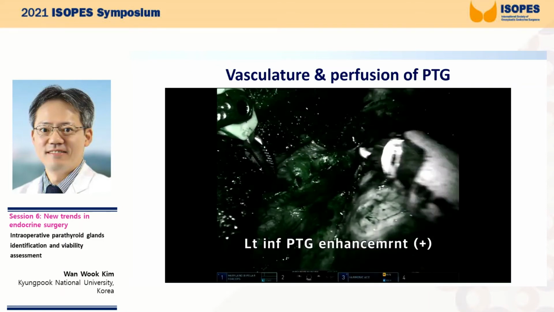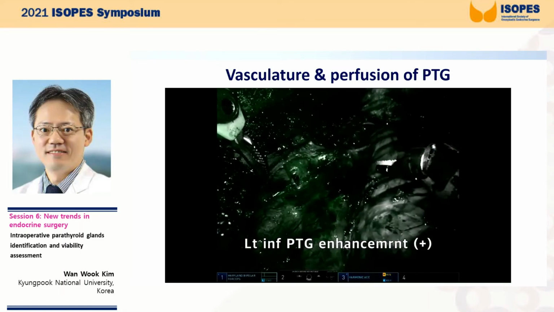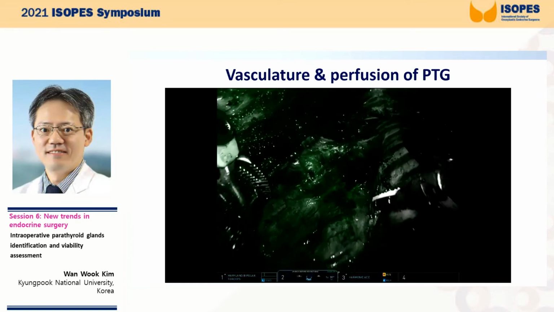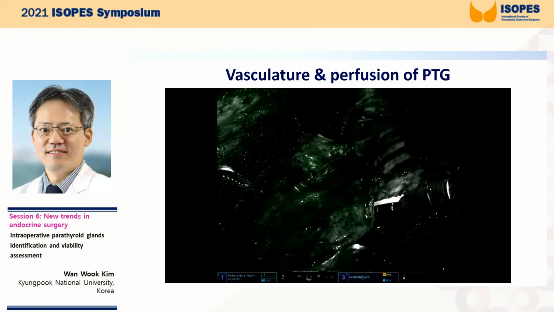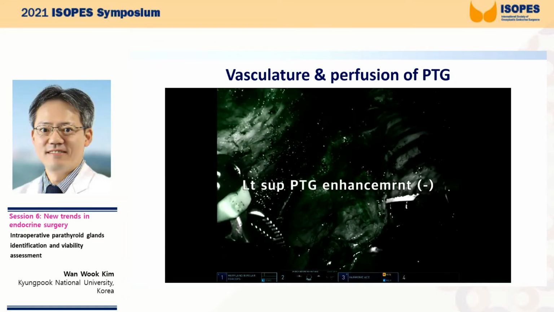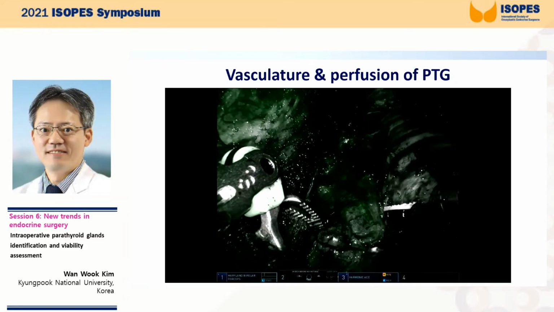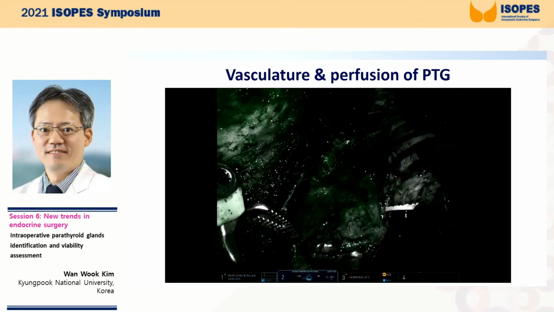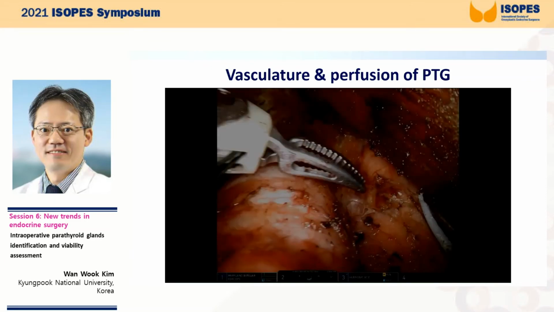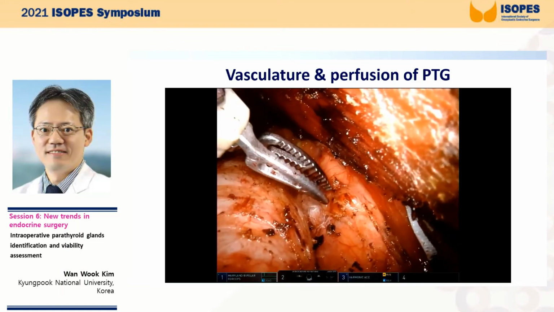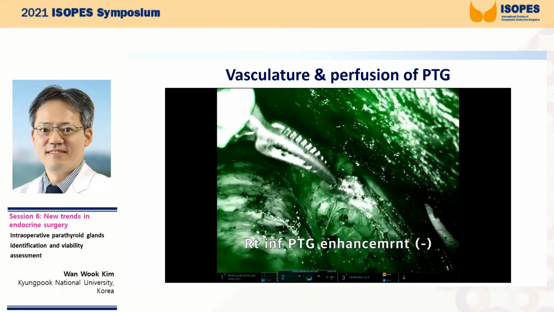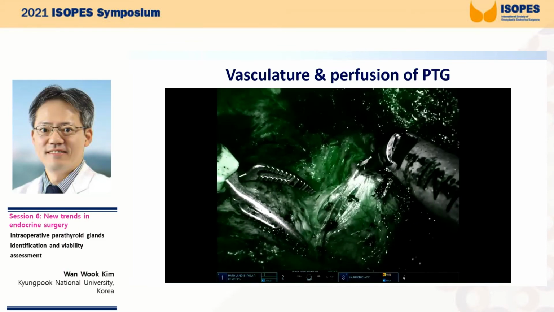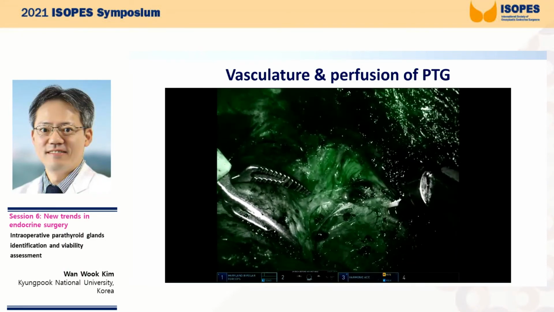After about 1 minute, the left inferior parathyroid gland began to be enhanced. The left superior parathyroid gland is normal in shape and color, and it has a blood vessel which seems to be a feeding vessel. However, ICG was not enhanced. In contrast with my judgment, I barely preserved the right inferior subcapsular parathyroid gland. However, it was judged as a non-perfused parathyroid gland, so it was auto-transplanted.